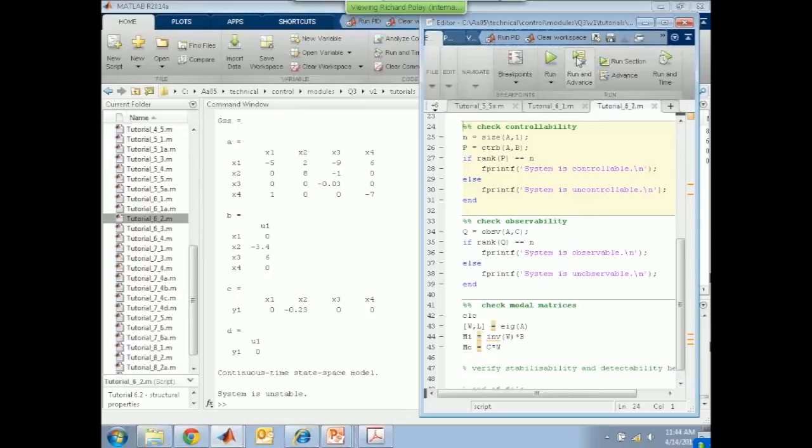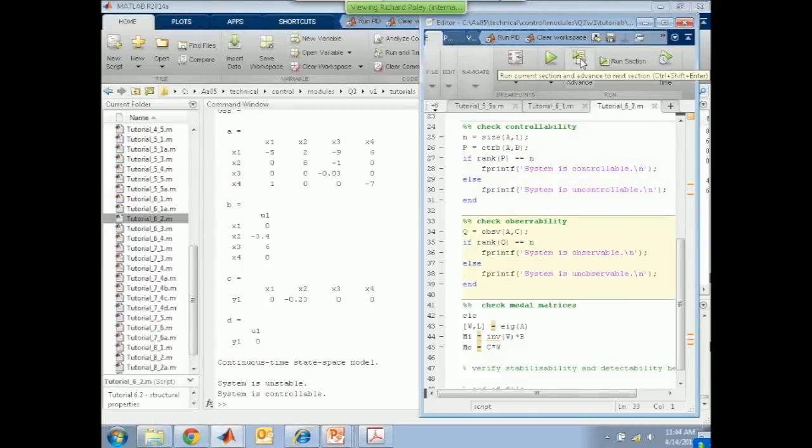CTRB constructs the controllability matrix from the two matrices that you need to give it, which is the system matrix A and the input matrix B. Therefore, we've created P, and now I just need to see whether the rank of P is the same as the dimension of A, which is the rank of the system, and the size of the system. And if it is, then this system is controllable, and if it's not, it's uncontrollable, and happily this is a controllable system. So there's an unstable mode in there somewhere, but at least it's controllable.